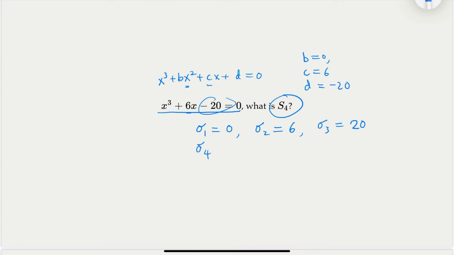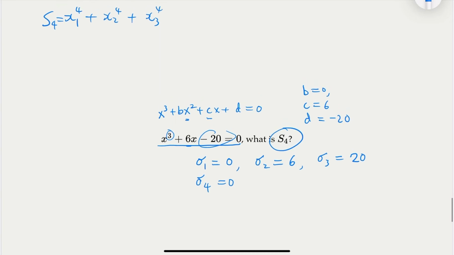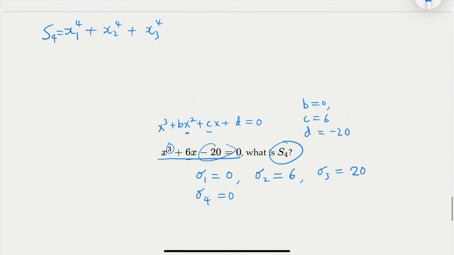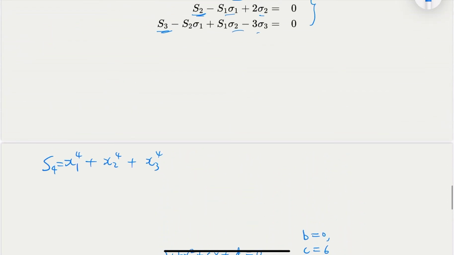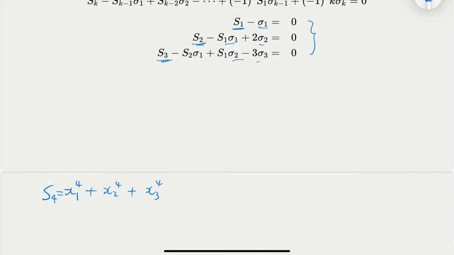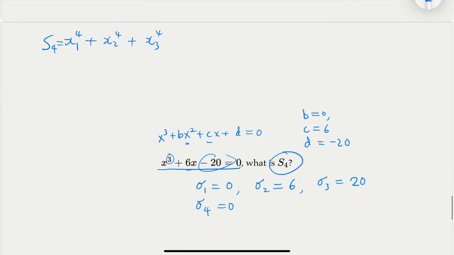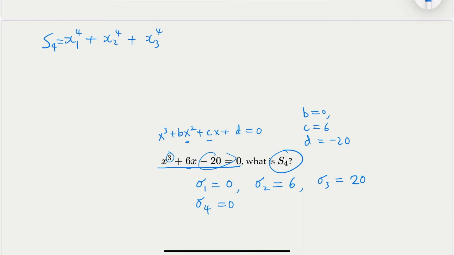Because remember, the degree 3, sigma 4 would be 0, because it's greater than 4. Now, given that, and given the recurrence relationship here, we can just plug in. What is S1? S1 equals sigma 1. Sigma 1 in this case is 0. So S1 equals 0.